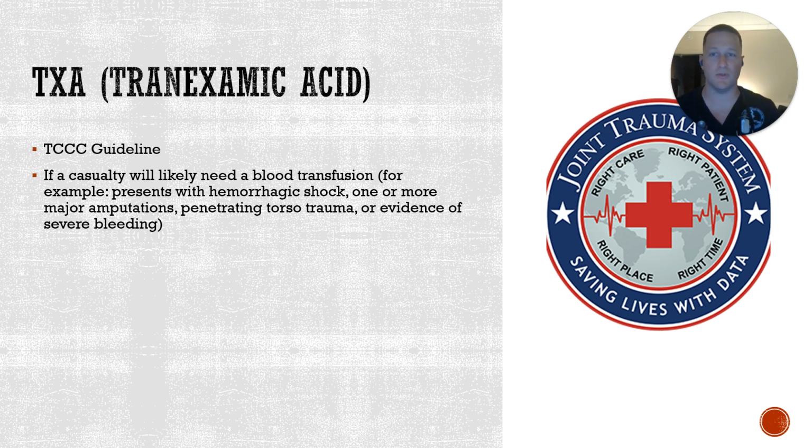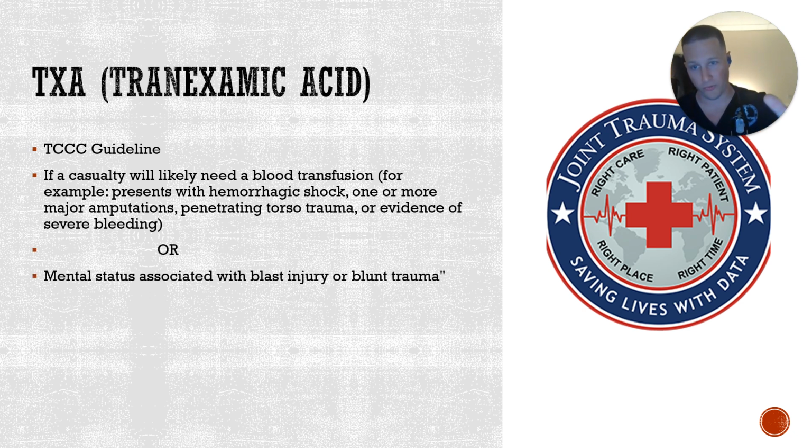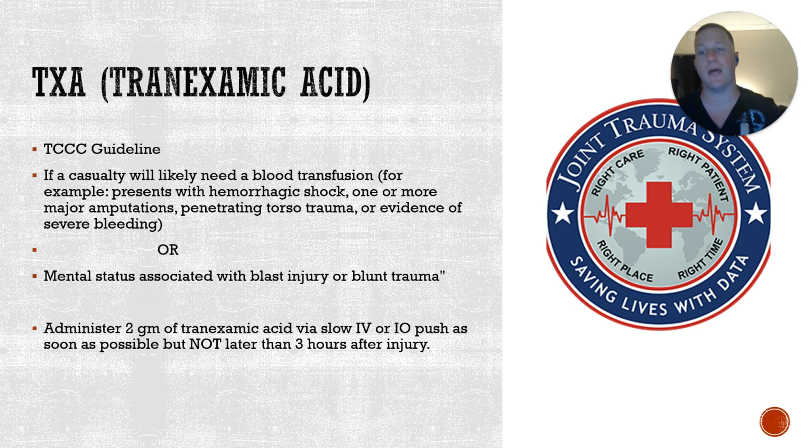If a casualty will likely need a blood transfusion, for example, they're in hemorrhagic shock or have one or more major amputations, they have penetrating torso trauma or evidence of severe bleeding, or the mental status associated with blast injury or blunt trauma is bad, administer 2 grams of TXA via slow IV or IO push as soon as possible, but not later than 3 hours after injury.